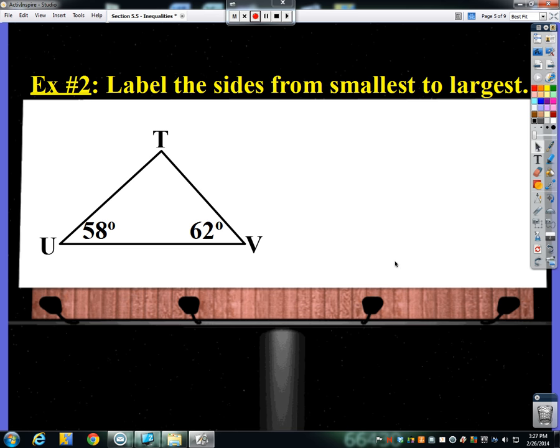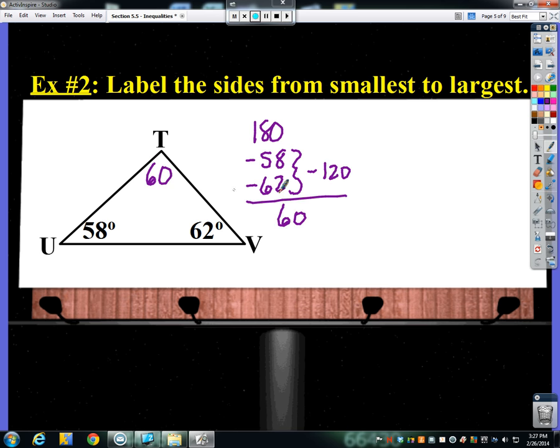So we could turn it around and talk about the angles with the sides. Well, I know 58 is smaller than 62, but I wasn't given what the third angle was. Well, here's where you're just going to have to do a little bit of legwork. We know all three angles add up to be 180, so if we subtract away 58 and we subtract away 62, we're really subtracting away 120 degrees, which leaves 60 degrees for angle T.